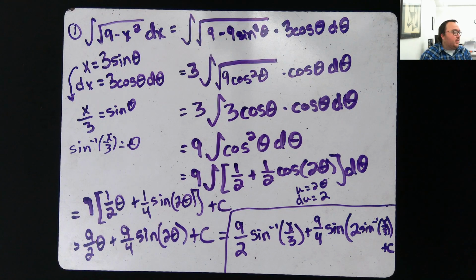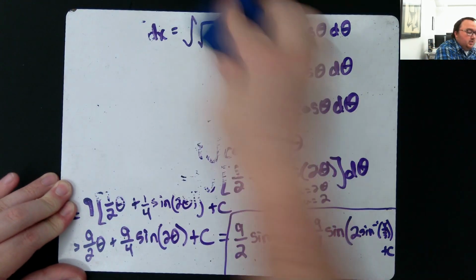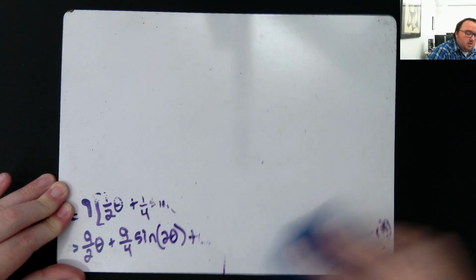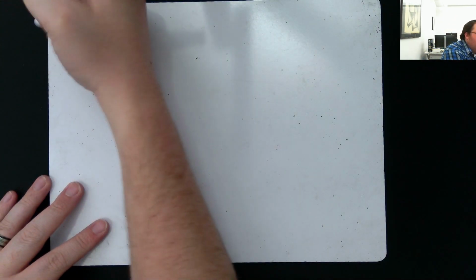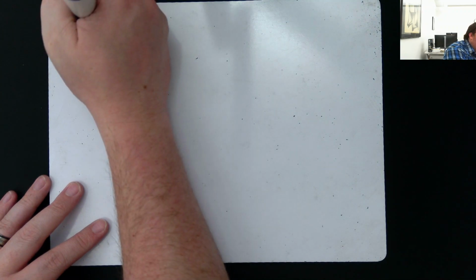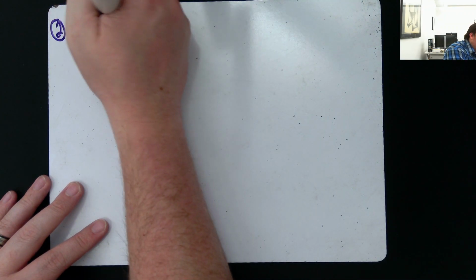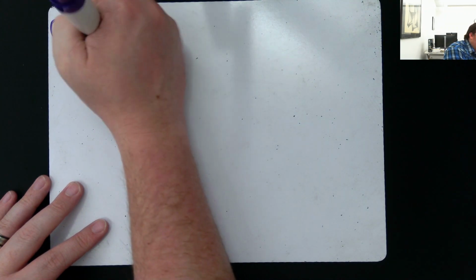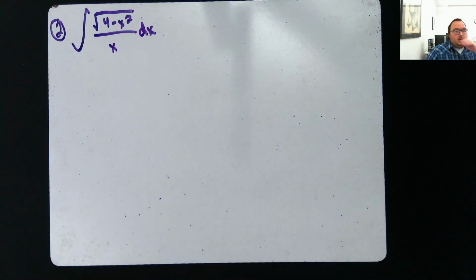As we are going to see with example number 2, sometimes we can simplify things. So let's see about that. Example number 2. Example number 2 is the integral of the square root of 4 minus x squared over x dx.